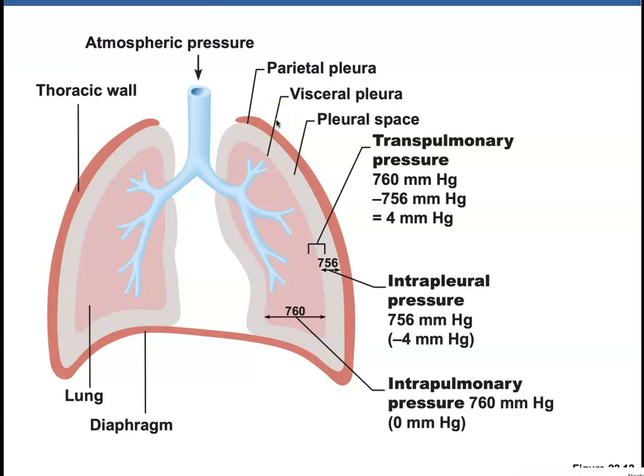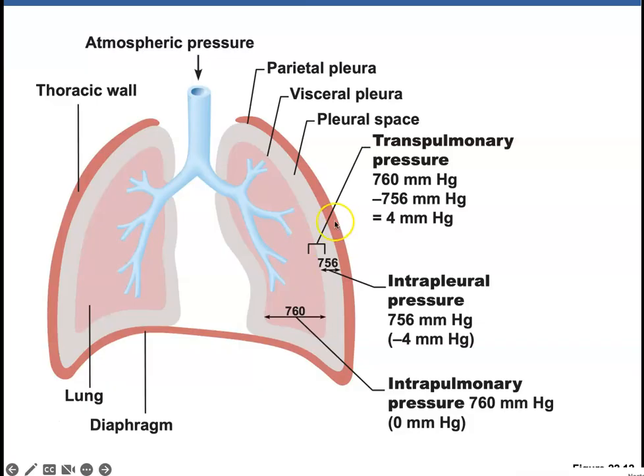But what happens is, again, you have these membranes, right? So here's the visceral pleura right on the actual membrane of the lung. And then the outer membrane surrounding it is the parietal pleura. There is a little teeny tiny space that's called the pleural space or pleural cavity. This pressure in here always has to be less than the pressure in the lung.